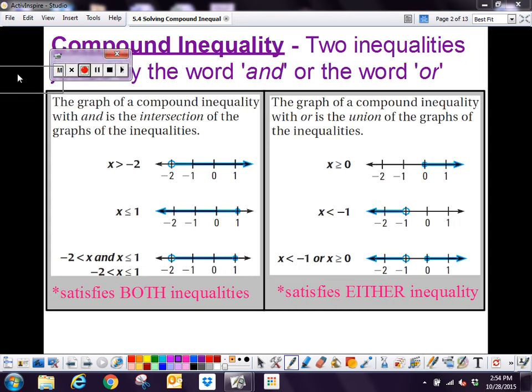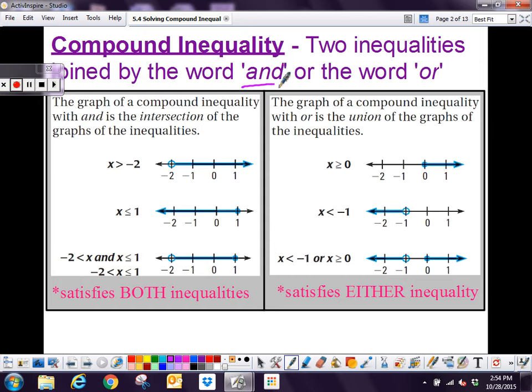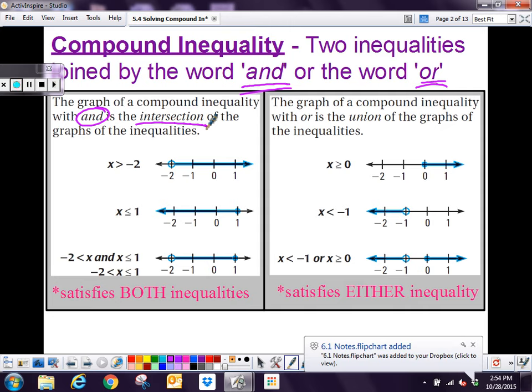All right, here we go. So we've got compound inequality, two inequalities joined by the word and or the word or. Those are going to be two really important words as we go through this. So let's talk about the word and. The graph of a compound inequality with and is the intersection of the graphs of the inequalities. So you're going to be thinking about the intersection of these two graphs.